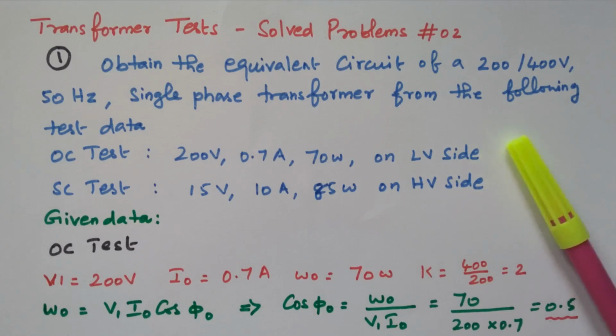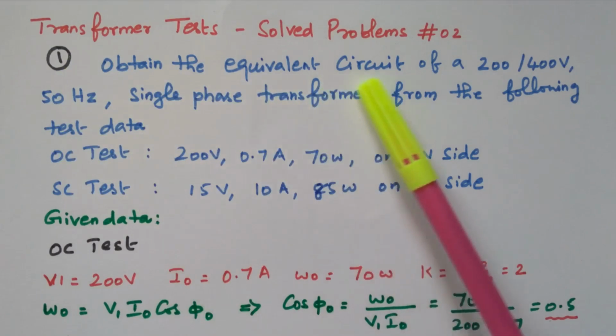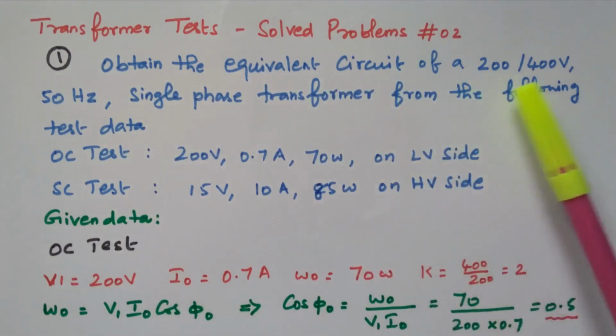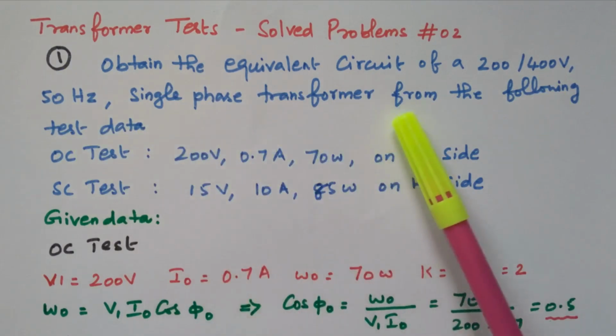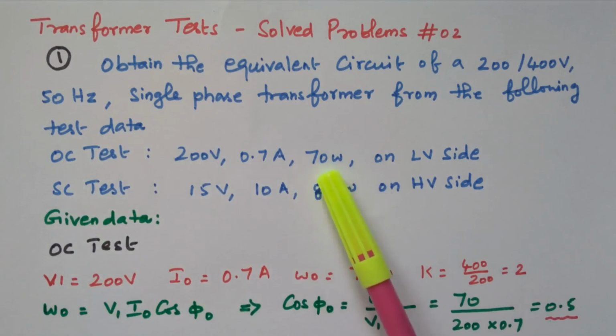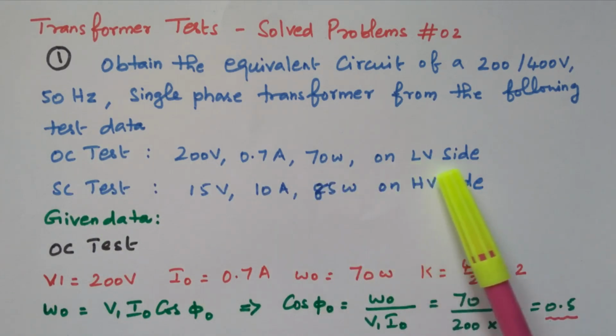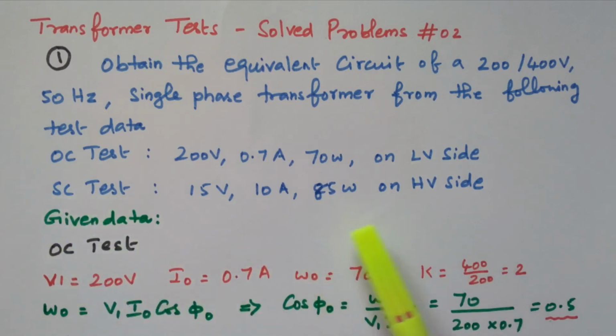Now we'll go to the topic. First we'll see problem 1. Obtain the equivalent circuit of a 200/400 volt, 50 Hz single phase transformer from the following test data. OC test, open circuit test: 200 volt, 0.7 ampere, 70 watts on the LV side, low voltage side. Short circuit test, SC test: 15 volt, 10 ampere, 85 watts on the HV side, high voltage side.